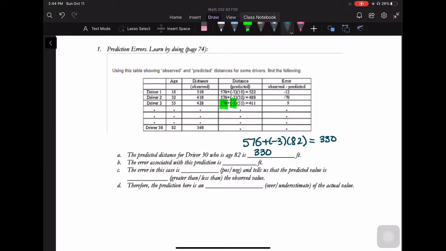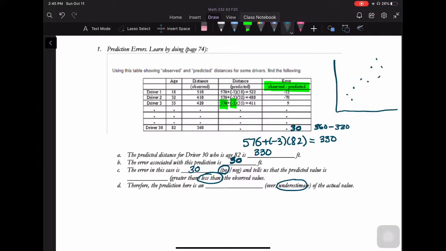Now, the error associated with this prediction: notice that the formula for error is the observed value minus the predicted value. The observed value was 360. 360 minus 330 is 30 feet. Now, the error in this case is positive because 30 is a positive number. And this tells us that the predicted value is less than the observed value, and therefore the prediction is an underestimate.